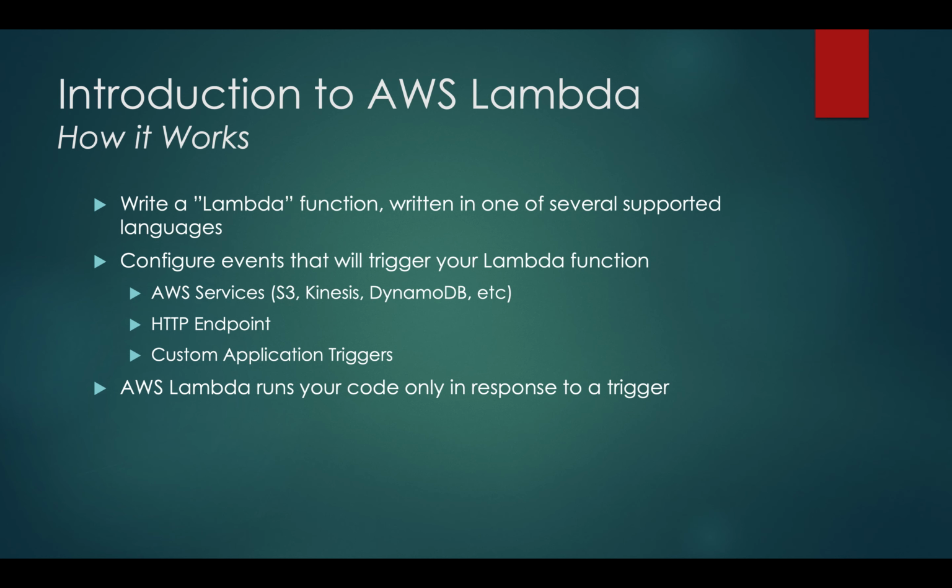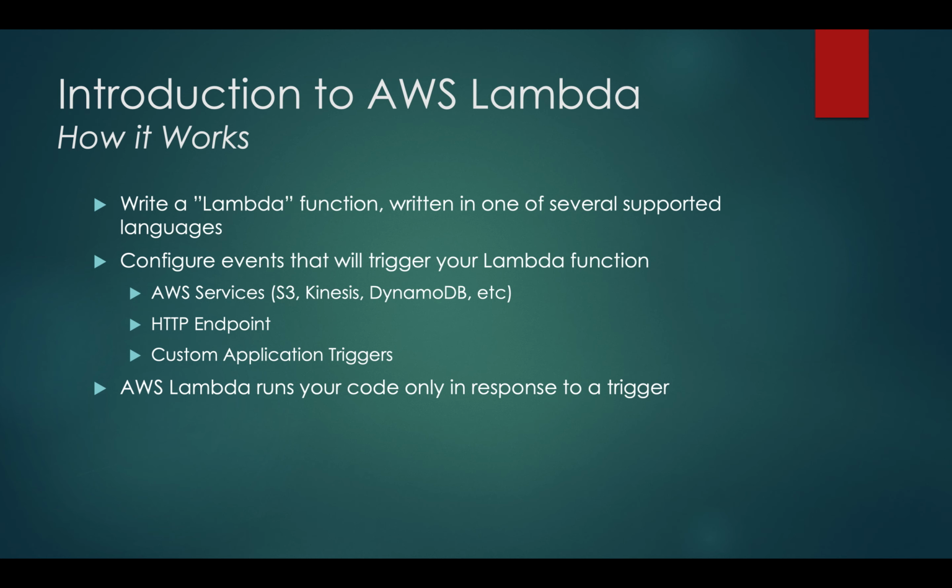So how it works is you write what's called a Lambda function, hence the name AWS Lambda, which is written in one of several supported languages. I think currently Lambda supports Python, JavaScript, C#, Java, and Amazon's always looking to add more language support to services like these. So I would expect to see more additional languages being supported in the future.